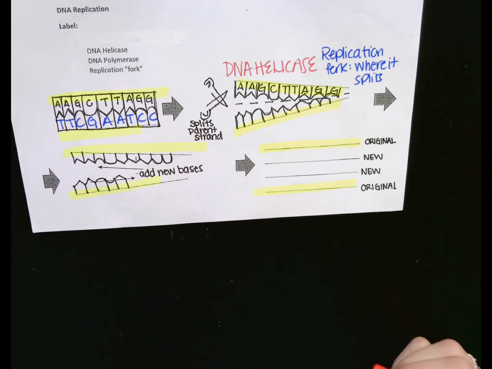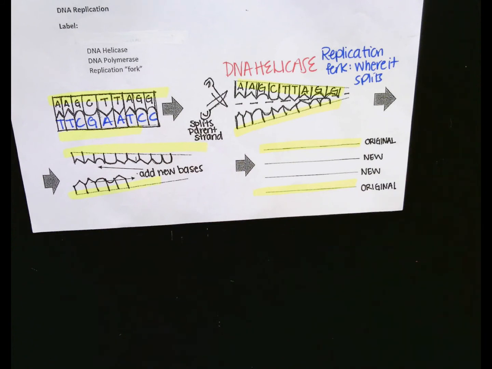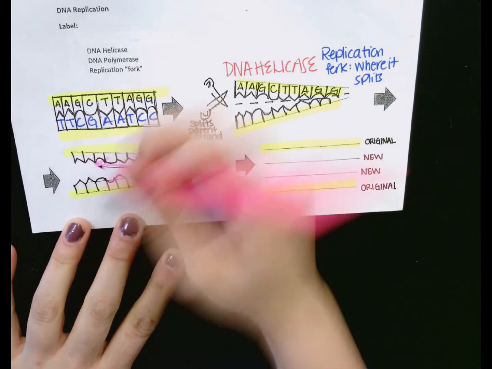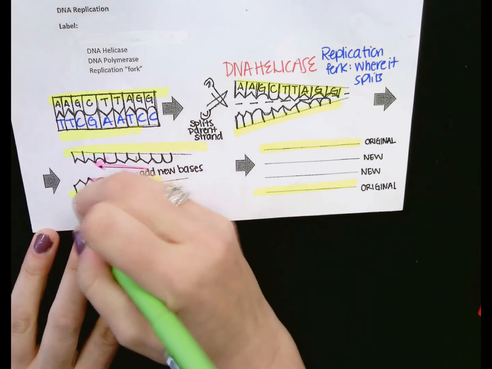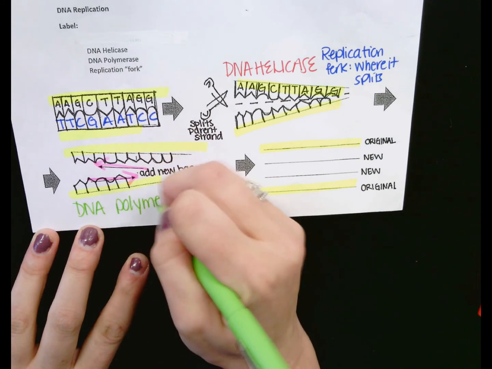Once DNA helicase has done its job and it's split those two DNA parent strands, we only have half of each pair. Okay, it's like having a left and a right shoe that are separated from each other. This next enzyme goes in and it adds bases. This is like Meghan Trainor. It's all about that base. What do we call the enzyme that adds the bases to the parent strands? DNA polymerase. Yes.